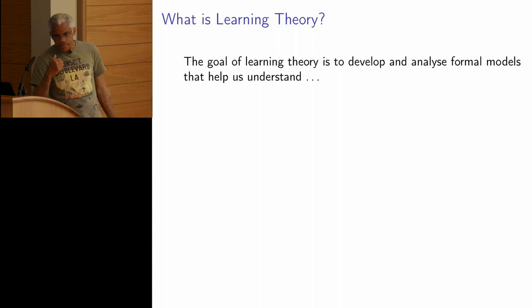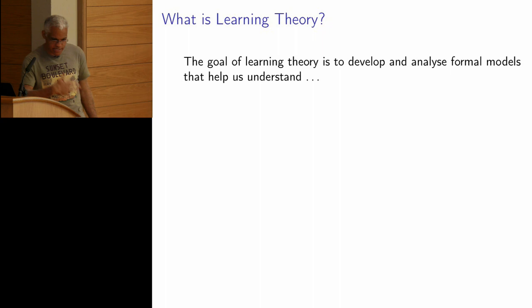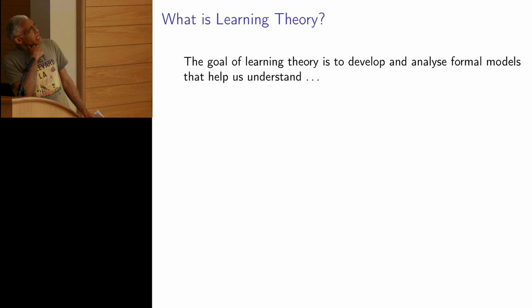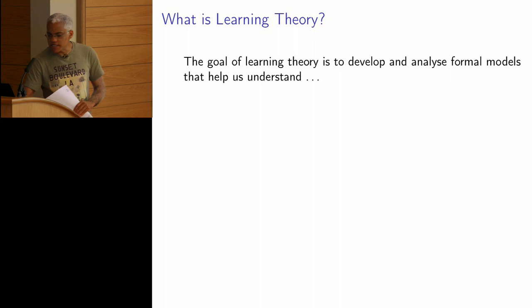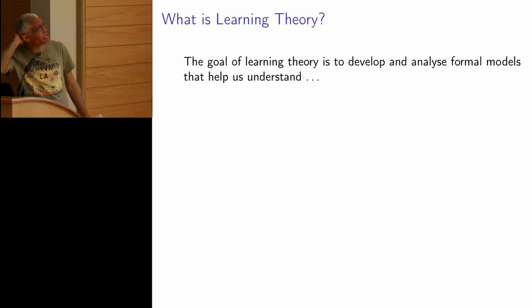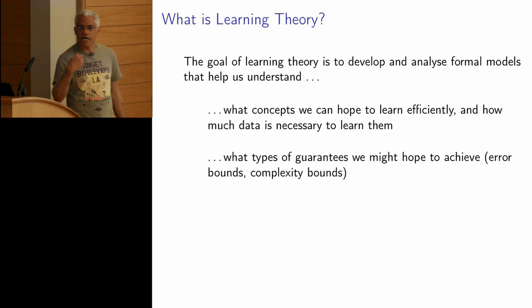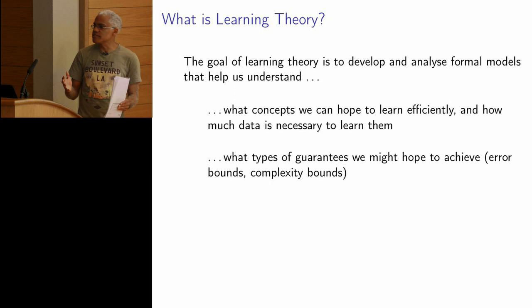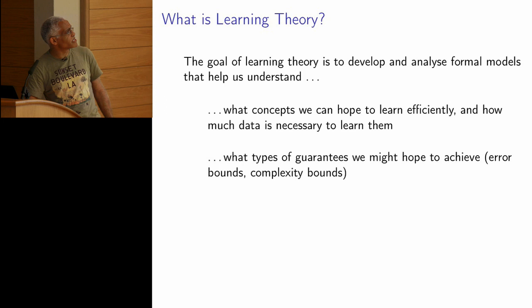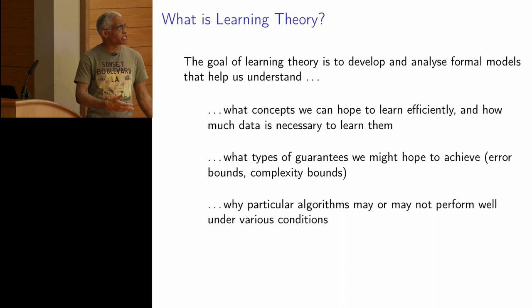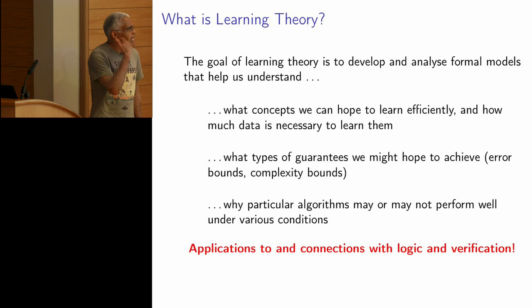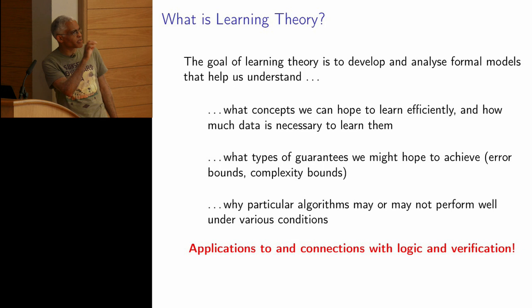You've got these very sexy applications of machine learning, and underneath you've got these learning theorists, and what are they doing? Well, ideally, the goal of learning theory is to help us develop formal models, analyze them, and provide some kind of guarantees for the machine learning algorithm. So, what can we hope to learn efficiently? How much data do we need, and how much computational power do we need to achieve the goals that we want in machine learning? It's great if we can do things, but it's even better if we have some kind of guarantees on the performance of our learning algorithm, and also to understand which algorithms to deploy in which situation. As I say, this is a general set of goals for learning theory, but what I'm particularly concerned with is connections with logic and verification.